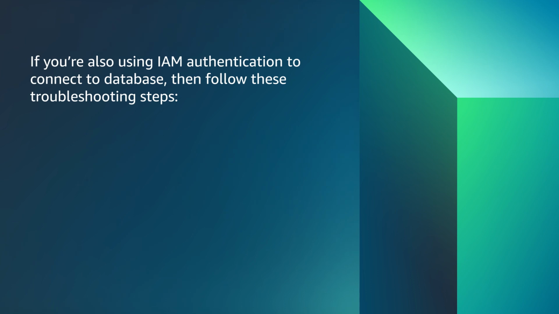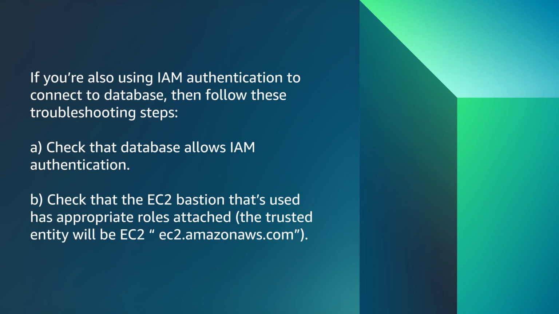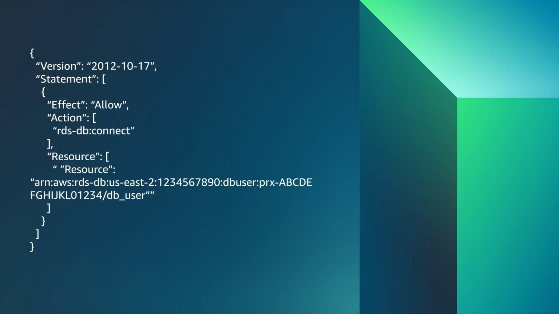If you are also using IAM authentication to connect to the database, then follow these troubleshooting steps. A. Check that the database allows IAM authentication. B. Check that the EC2 Bastion that's used has the appropriate roles attached. The trusted entity will be EC2, ec2.amazonaws.com. The policy attached to the role or IAM user will look similar to the one on the screen.